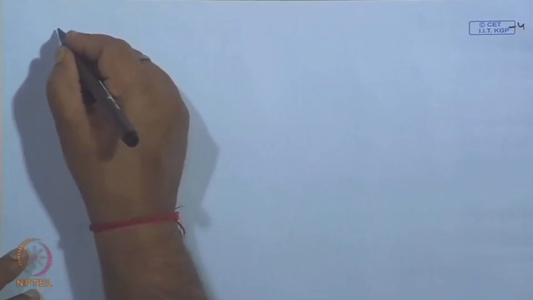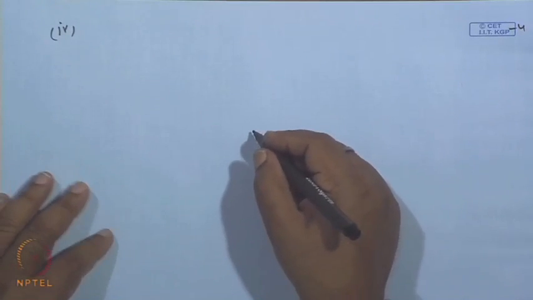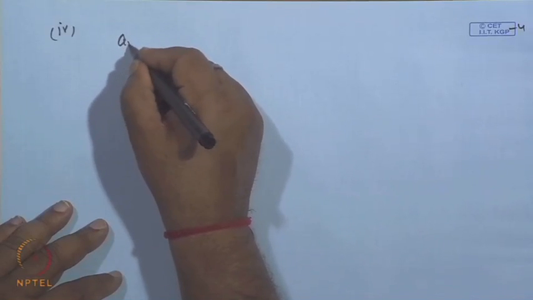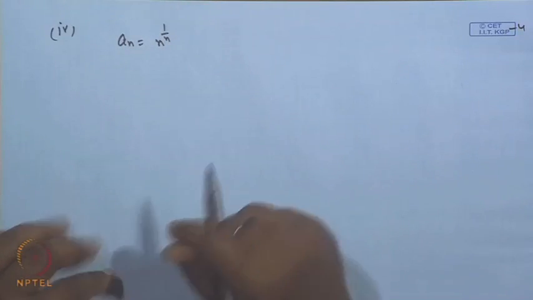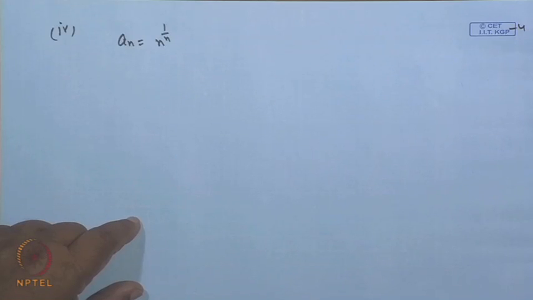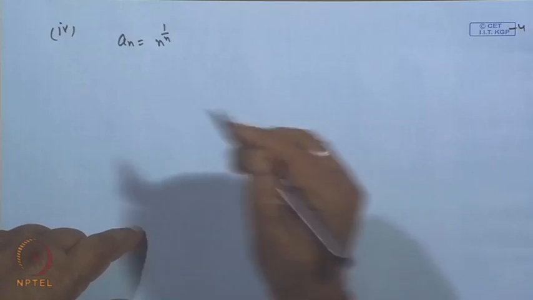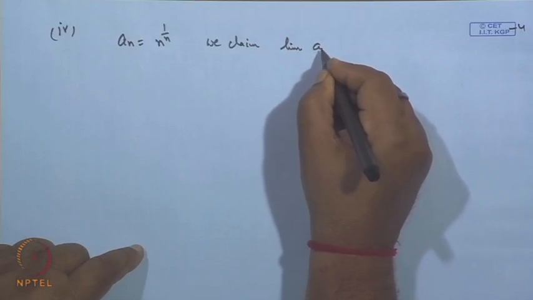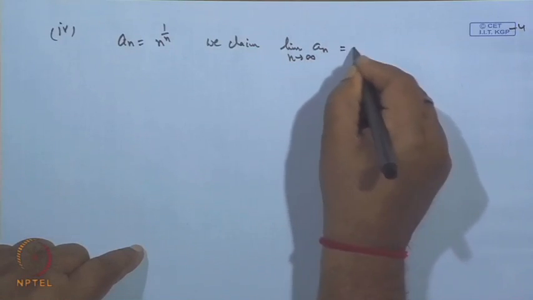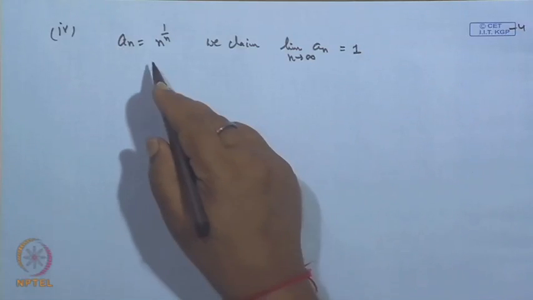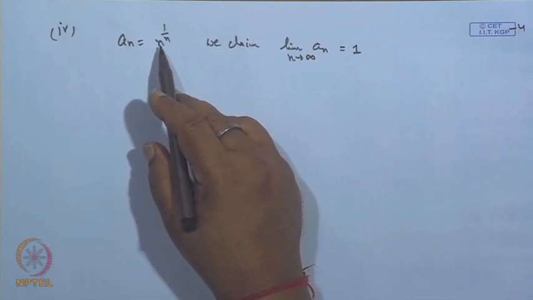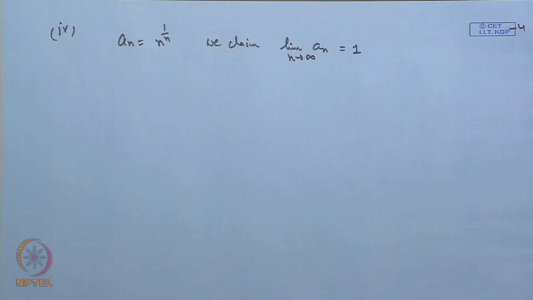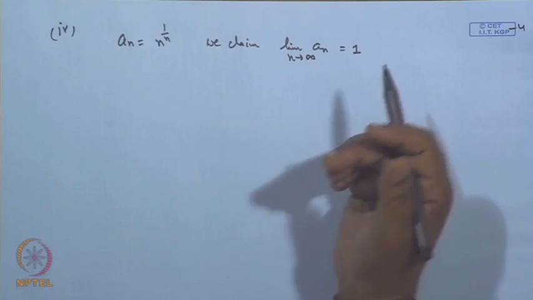So, this is one. Now, this is our fourth problem on limits. Suppose we take a_n to be n raised to the power 1 by n. Now, we claim that the limit of this sequence a_n as n tends to infinity is 1. As n is sufficiently large, this basically tends to that. Okay? So, how to justify the limit to be 1?